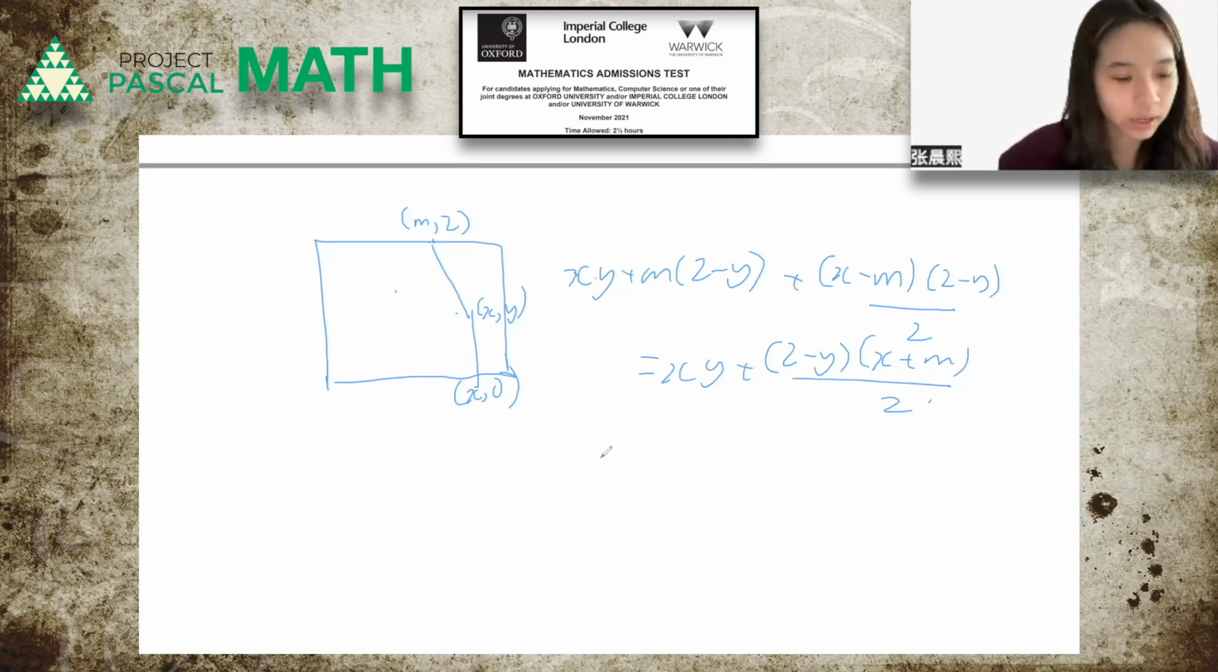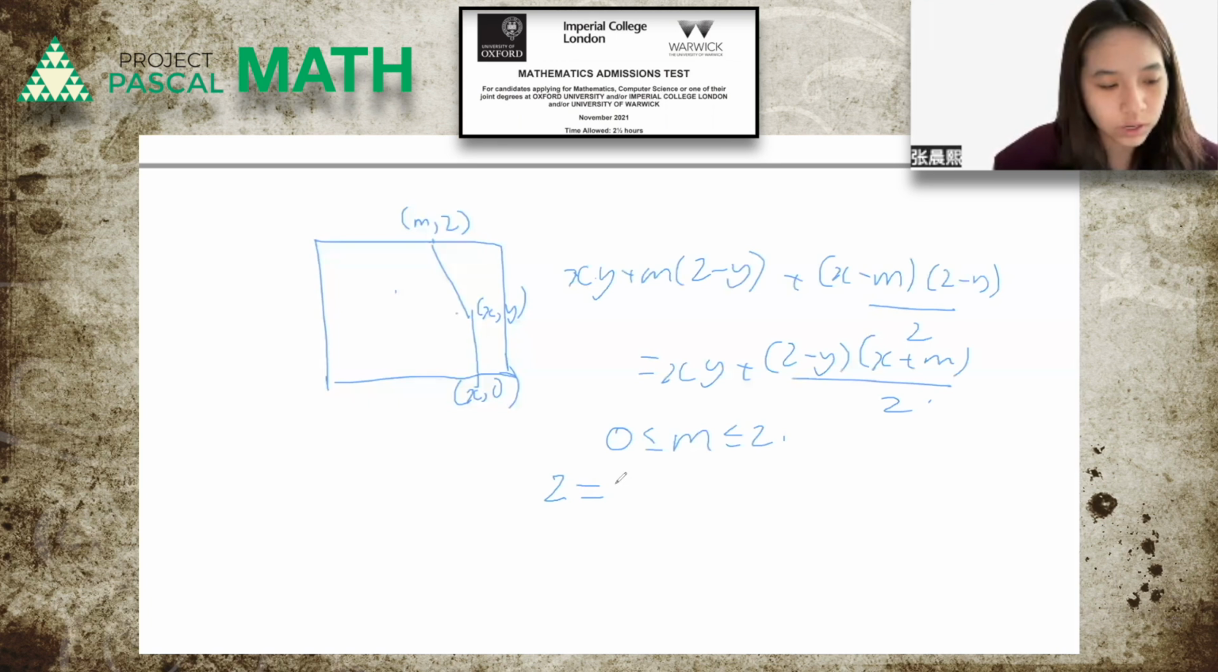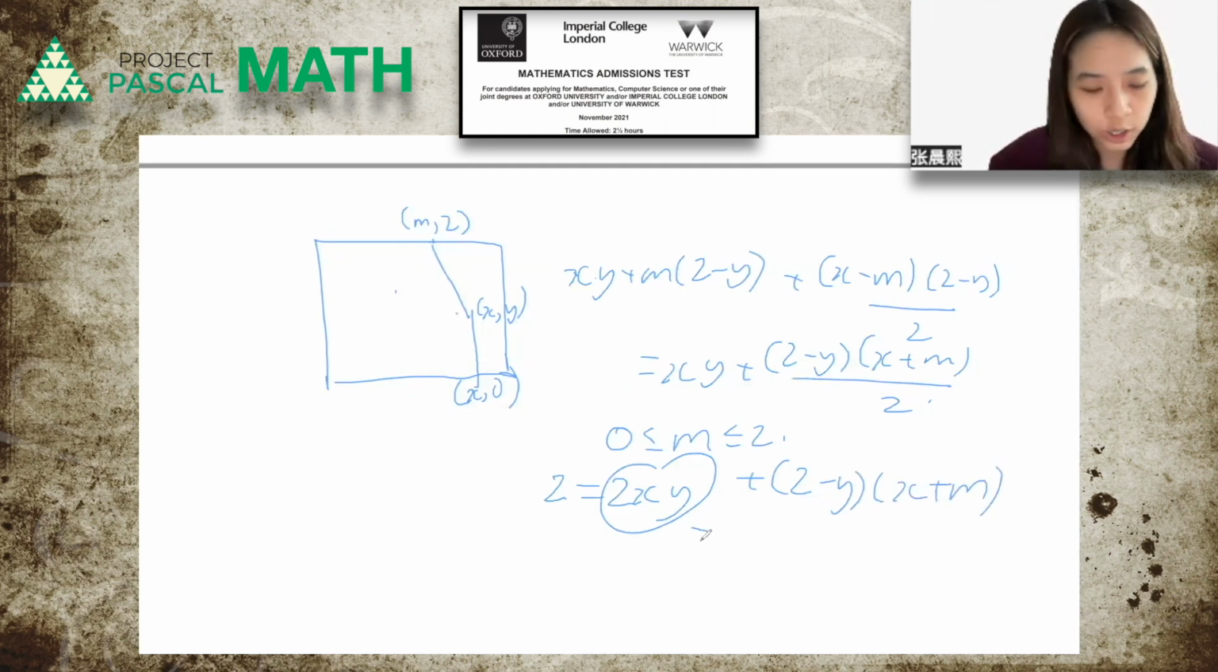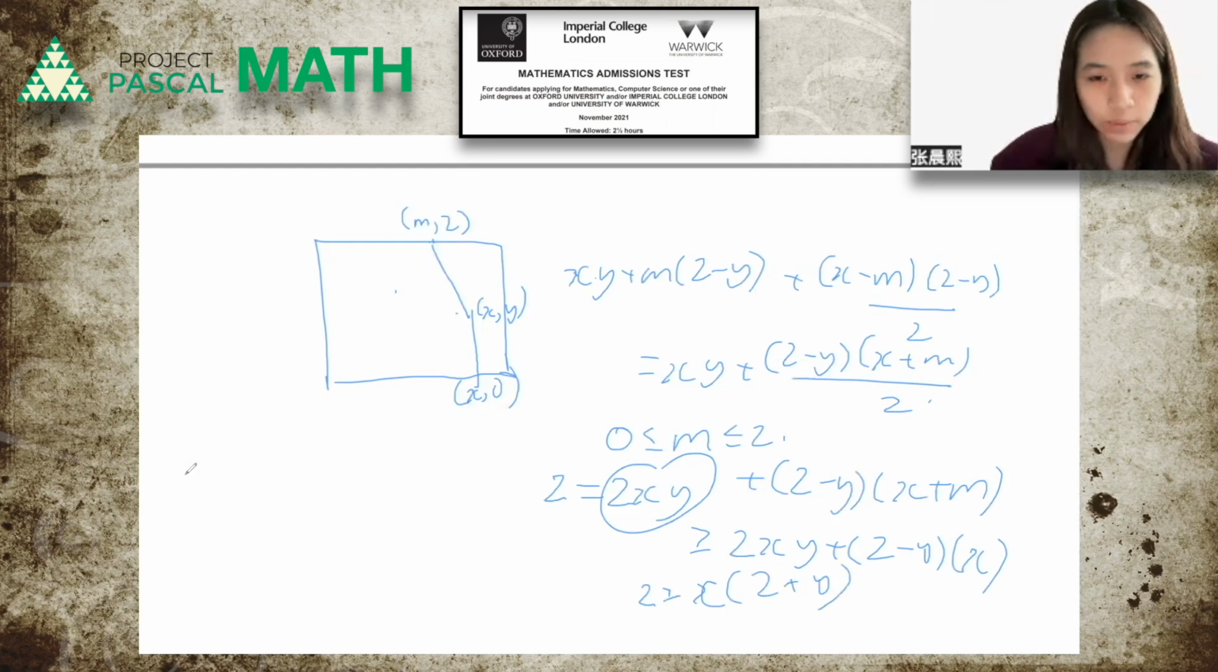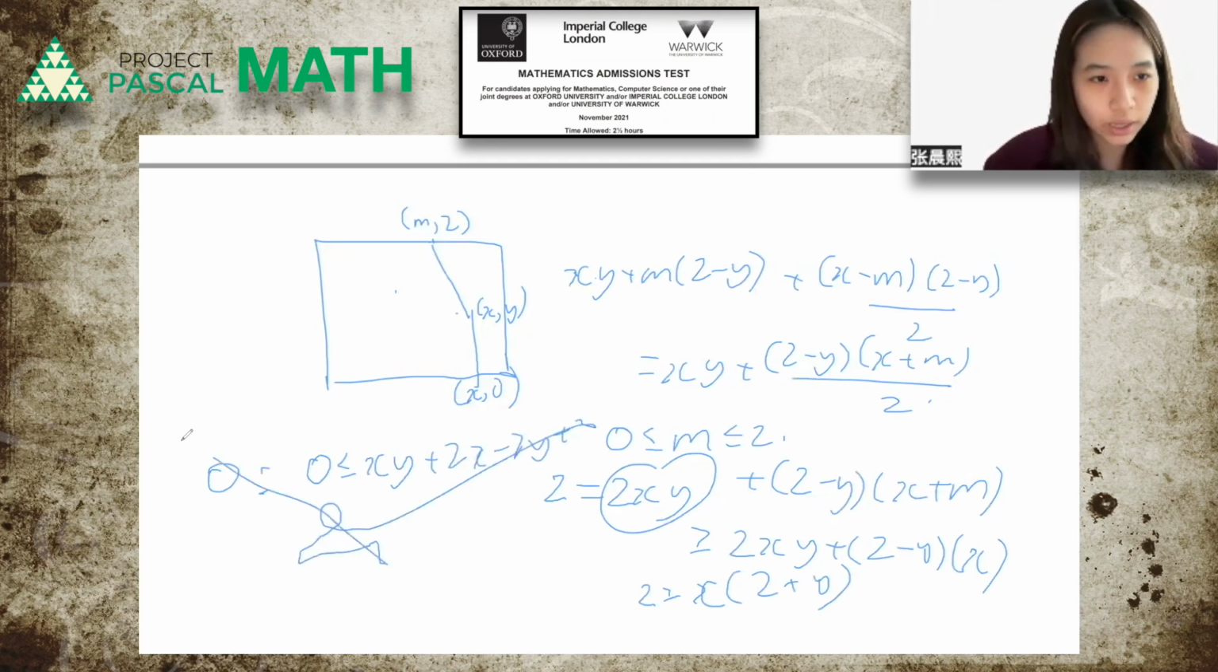So the same thing, you know that 0 is less than or equal to m, which is less than or equal to 2. You find that if the area equals 2, then you have 2xy plus (2 minus y)(x plus m) larger than or equal to 2xy plus (2 minus y)x. So hence 2 is larger than or equal to x times (2 plus y). And then the same thing, consider for 0. Then you get that 0 is less than or equal to xy plus 2x minus 2y plus 2, which you can write.